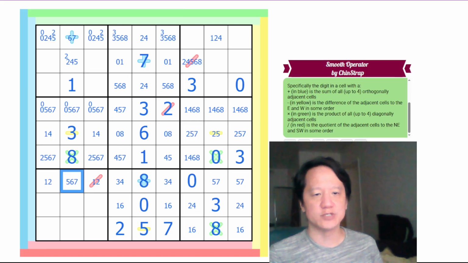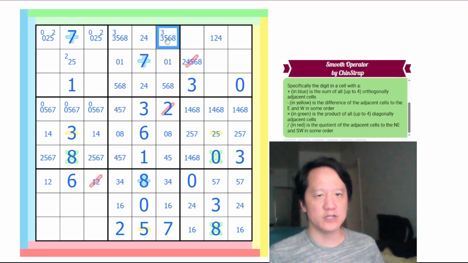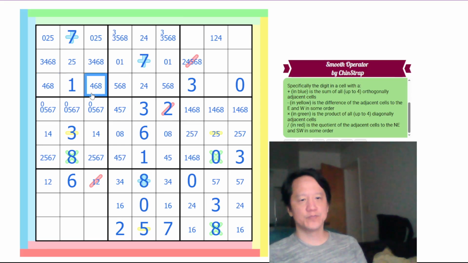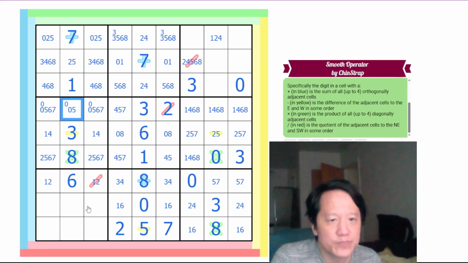This can't be 5 or 7. It's 6, which eliminates 6 here. So this can't be 6. It's 7, which means this must be the sum of 0, 2, and 5. Because, again, 3 cannot be either of these because one of these is 3, and this can't be 3 either. So this has to be 0, 2, 5, which means the remaining digits in box 1 is 3, 4, 6, and 8. Obviously, 3 cannot be either of those. 7 and 6 eliminate 6 and 7 here.